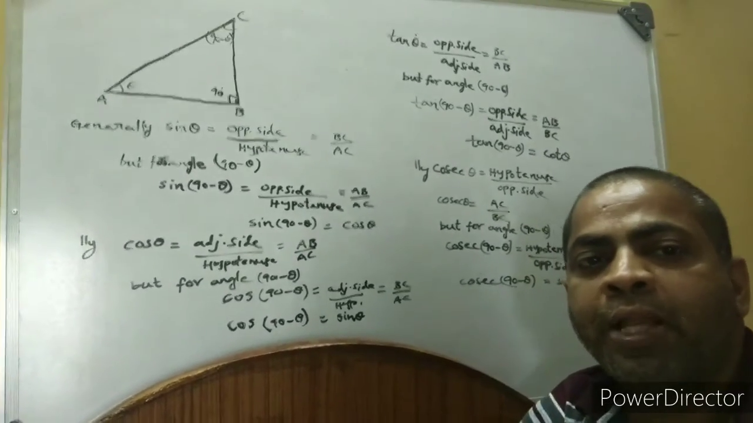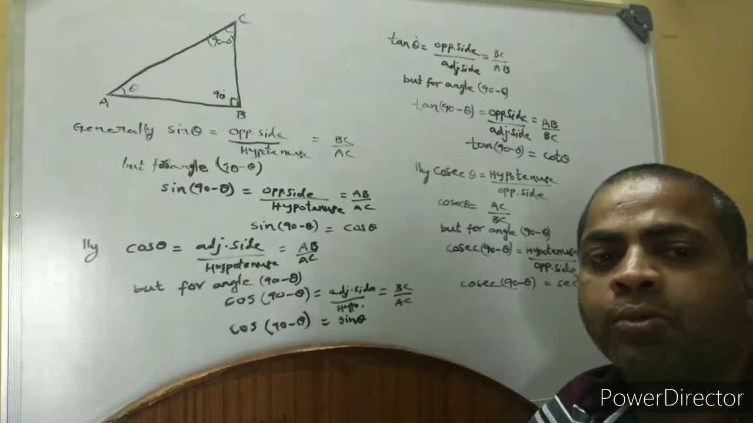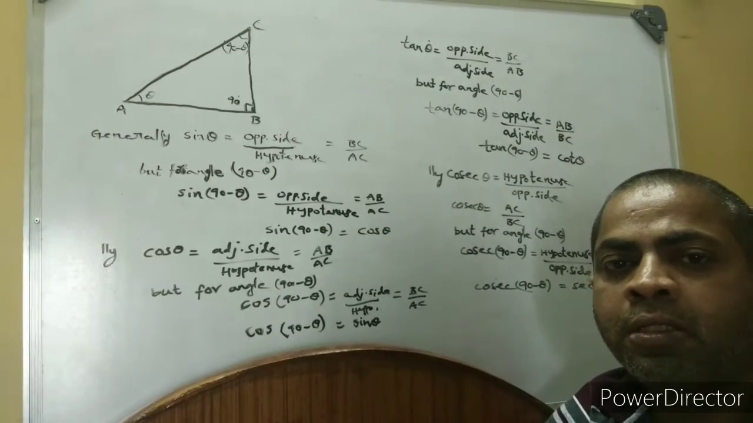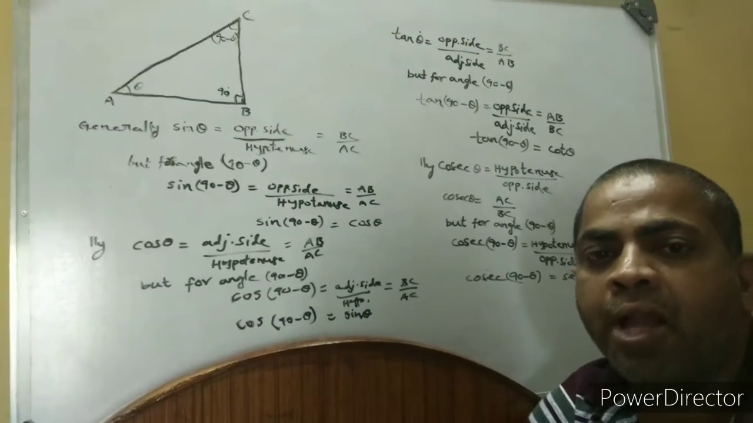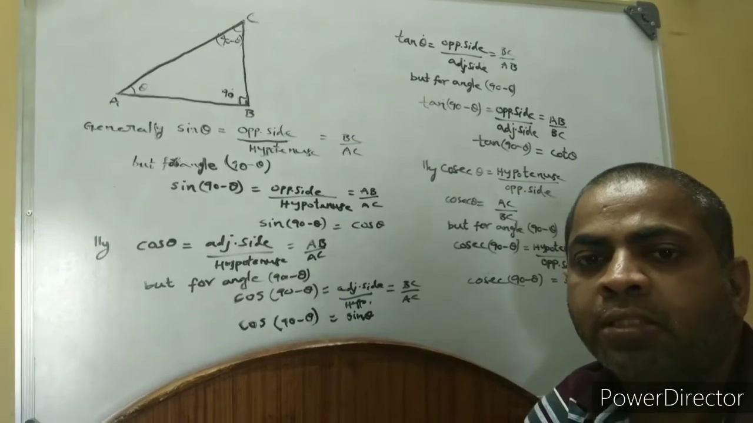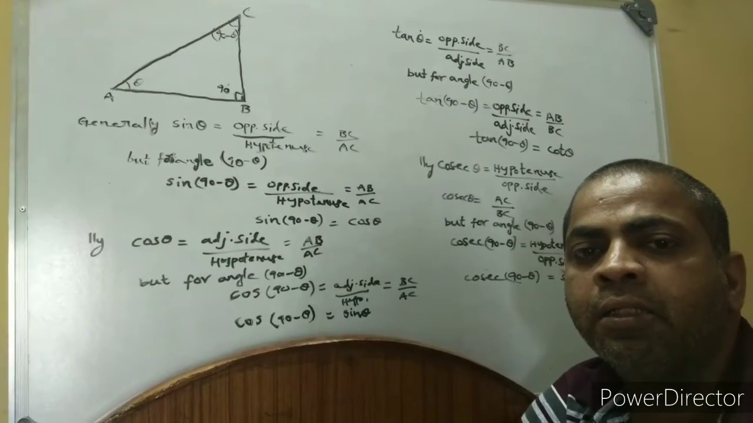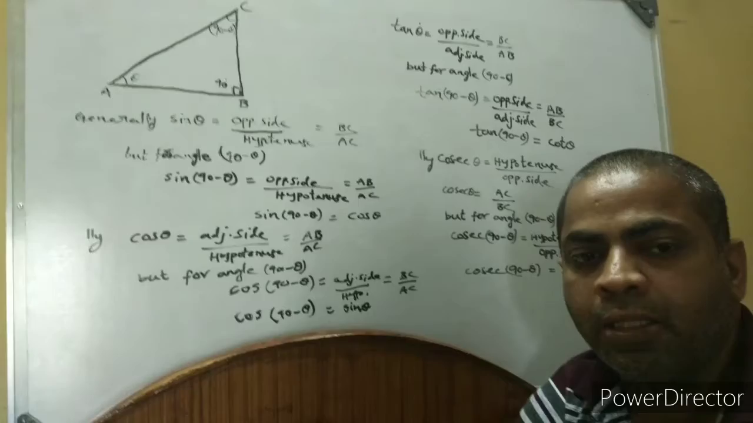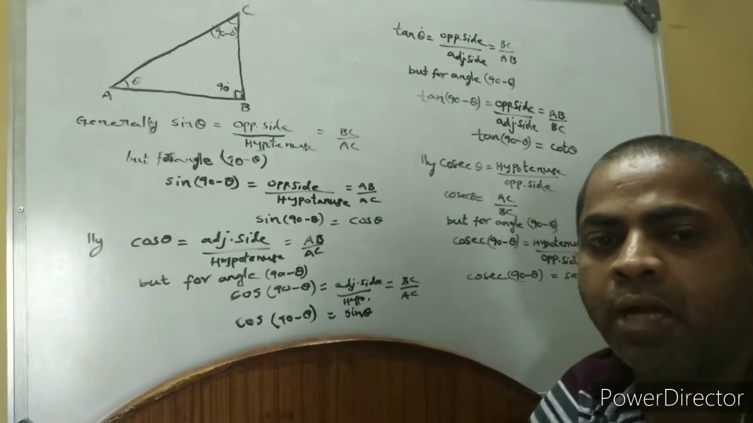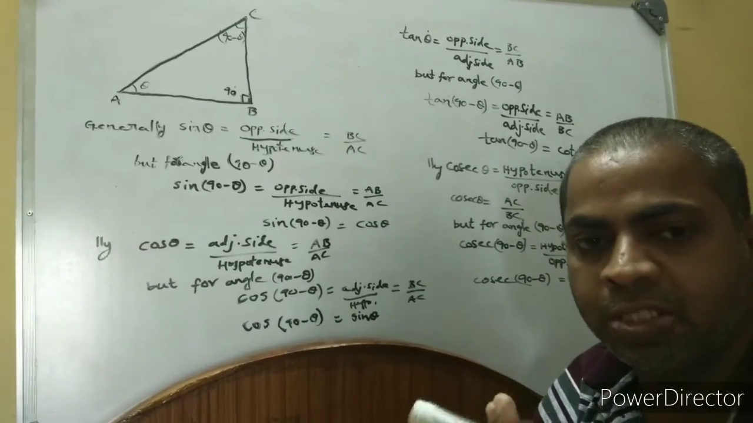Okay, today I am going to take one important problem in the trigonometry chapter. This is based on complementary angles. You know, if the sum of two angles is 90 degrees, then each one is the complement of the other. Based on complementary angles, I am discussing how the trigonometric ratios change.